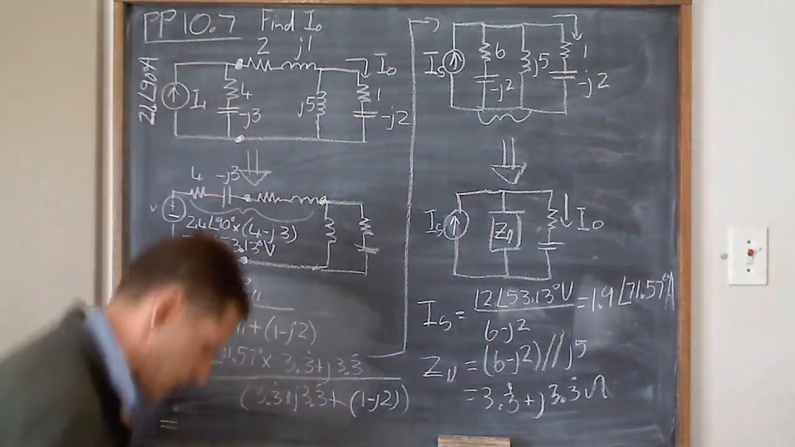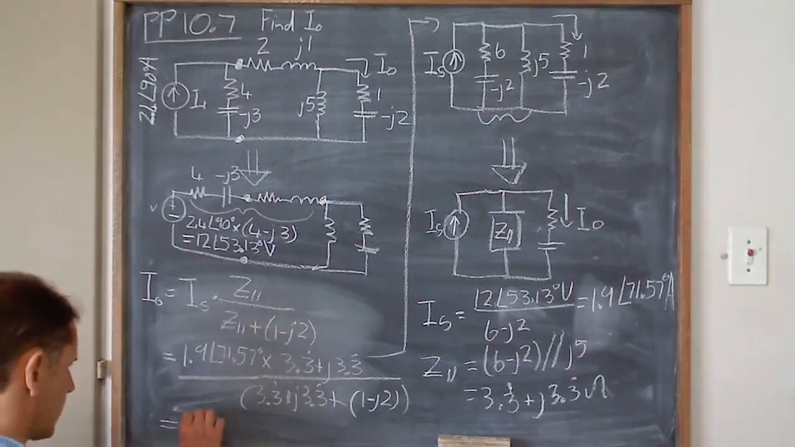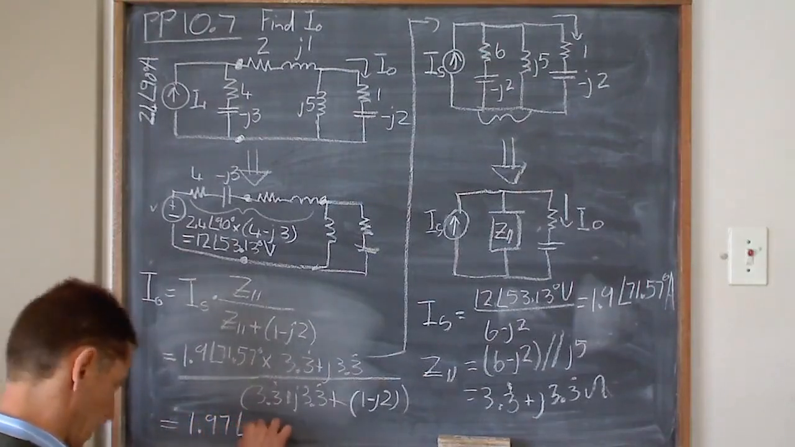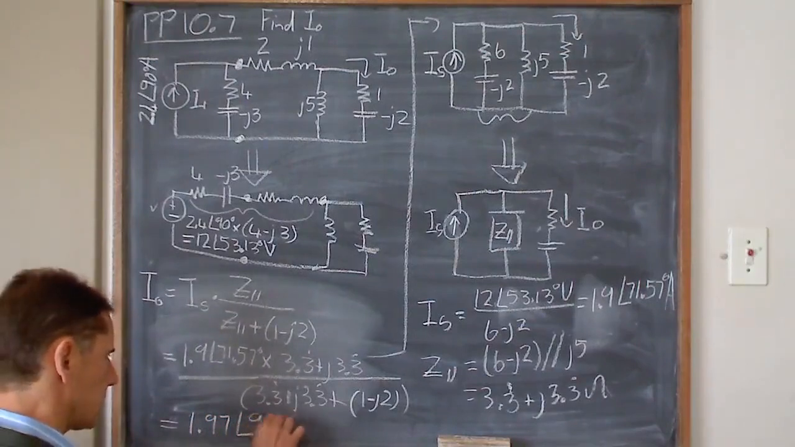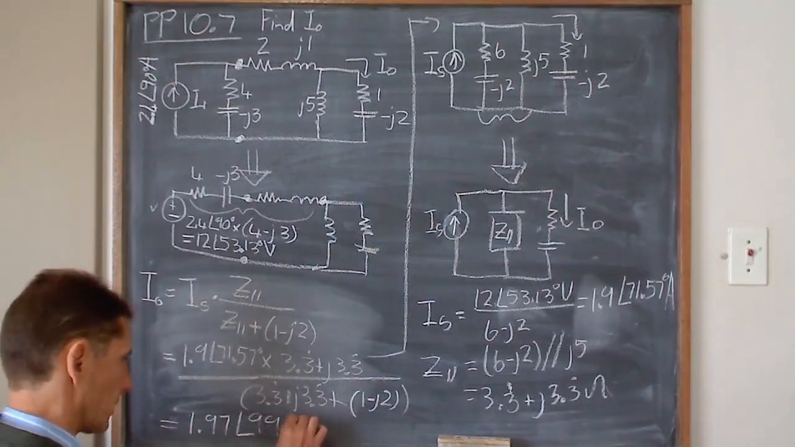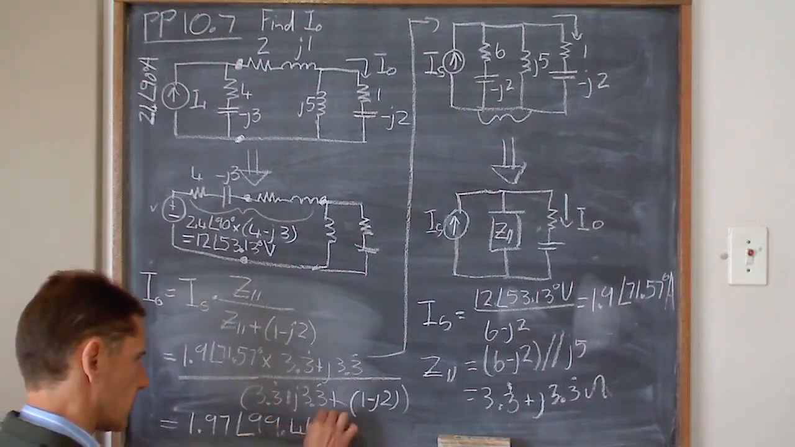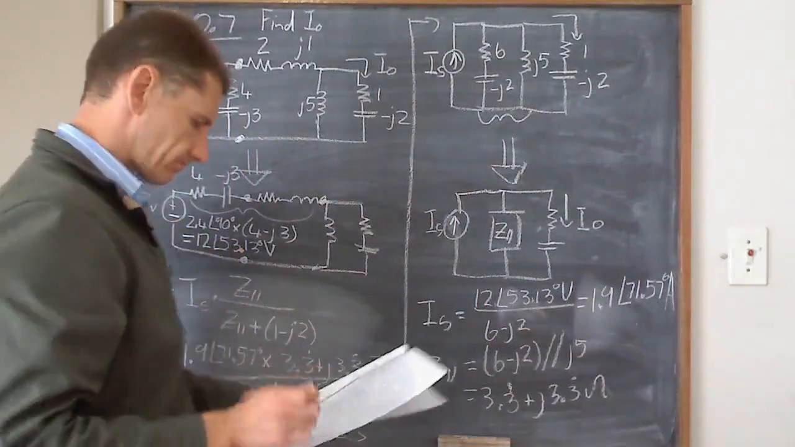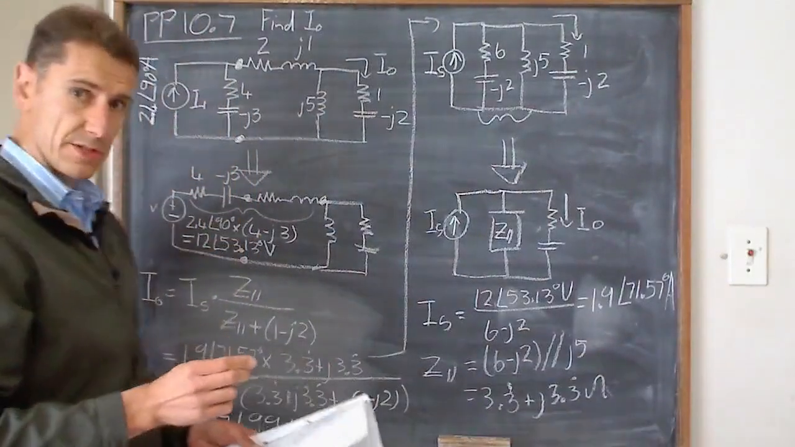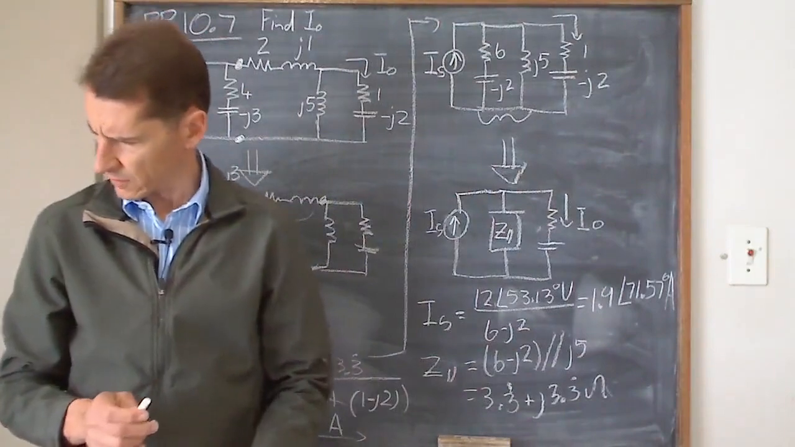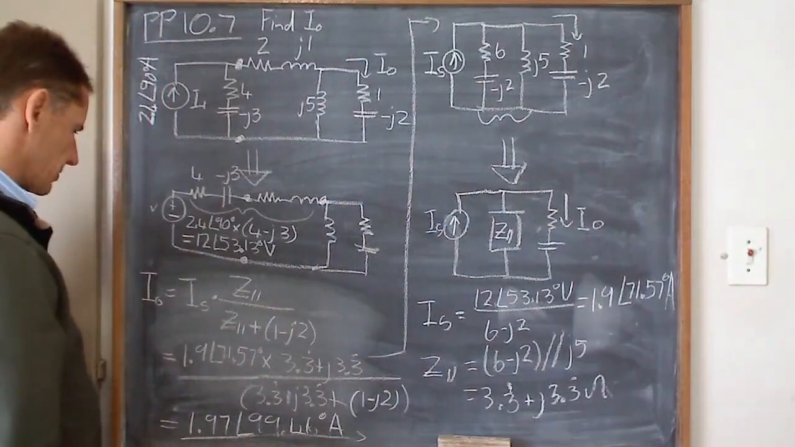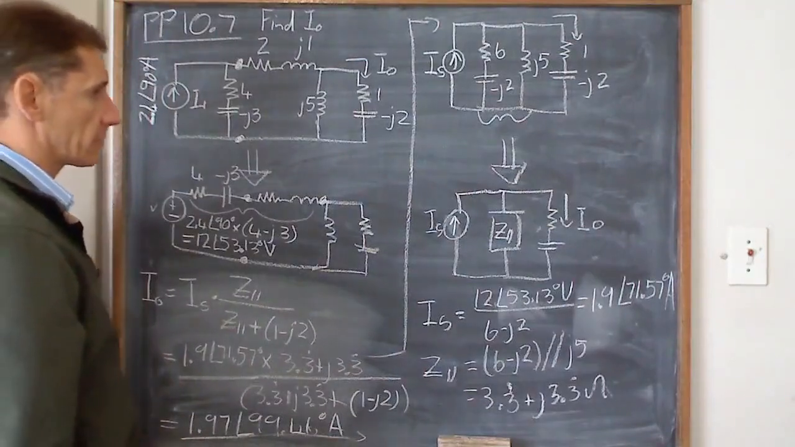Where's my faithful chair? So that I can write nice and neat. You're going to get a current of 1.97 angle 99.46 degrees amps. Ugh. Alright, so there you got it. That was just the chair that fell over. Right. There's my final answer for I out that I'm looking for.